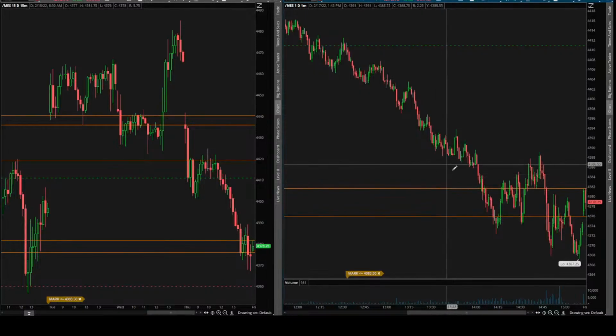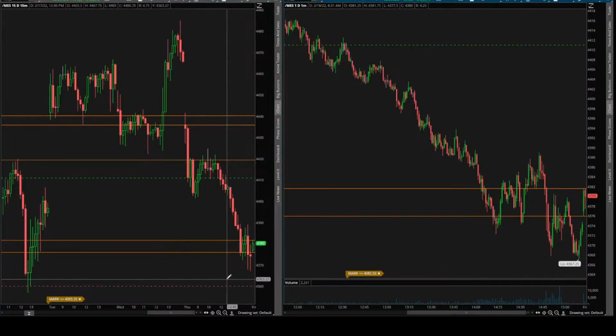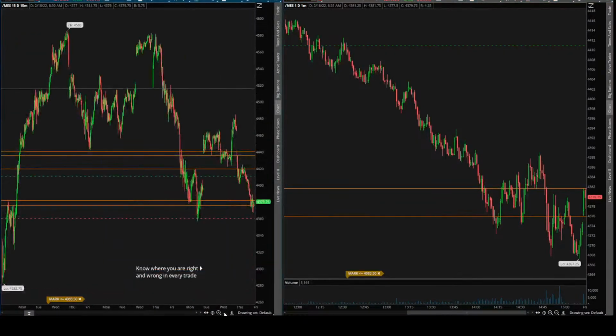Okay, well I had 43.80 as the target for last night. Obviously we came down through that and got quite a bit lower on the overnight session. We've got on the left side the 15-minute candles. Overnight low is the red dotted line. Overnight high is the green dotted line.